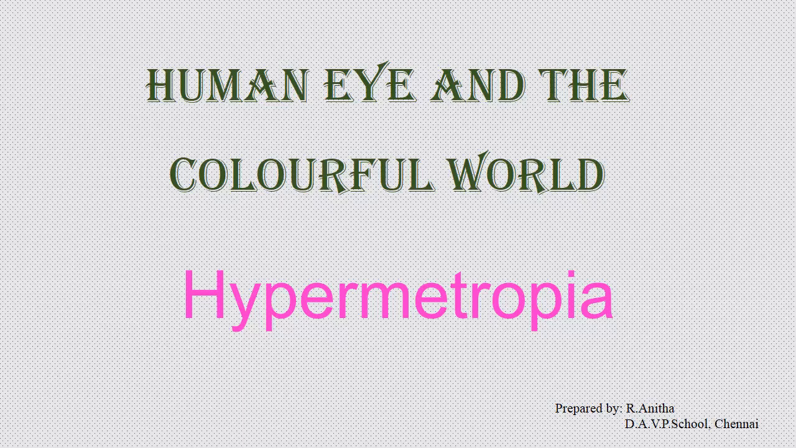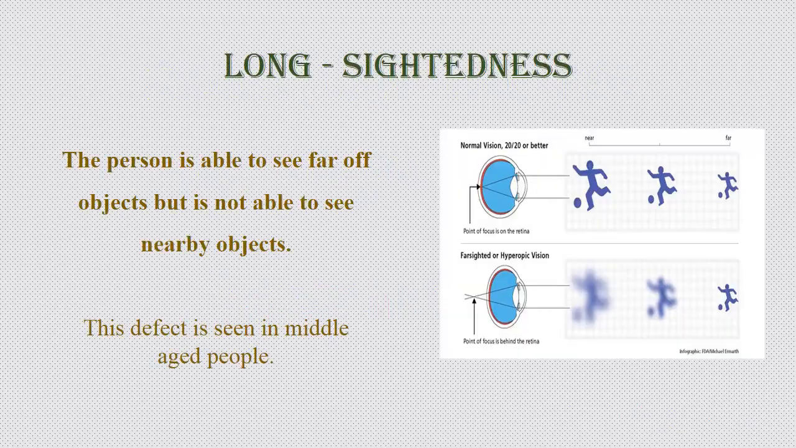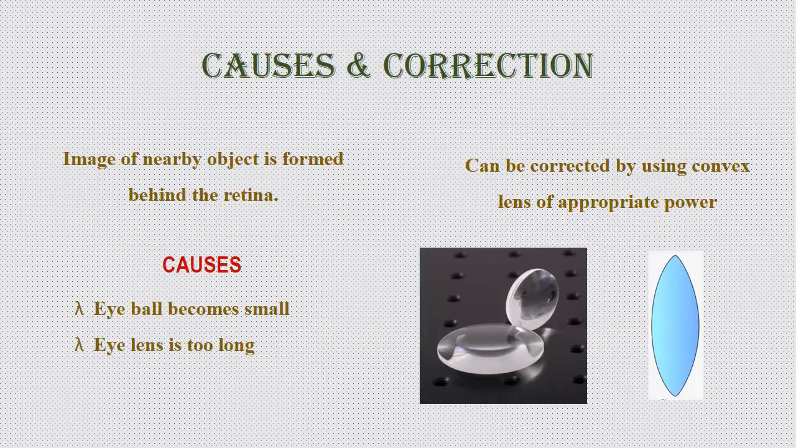This module discusses hypermetropia, which is otherwise called long-sightedness. A person who has long-sightedness will be able to see objects which are at a far off distance, but is not able to see objects which are at a closer distance, or nearby objects. This defect is generally seen in middle-aged people.